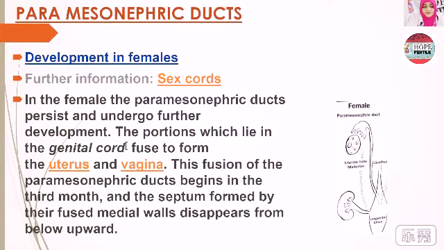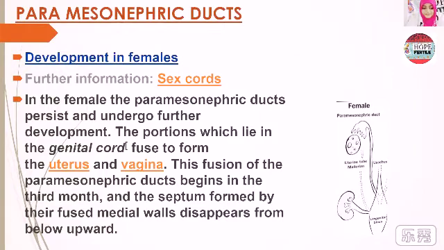The para-mesonephric ducts give rise to the female reproductive system. So, we will see the development of the para-mesonephric duct in females. In the female, the para-mesonephric duct persists and undergoes further development. The portions which lie in the genital cord fuse to form the uterus and vagina.